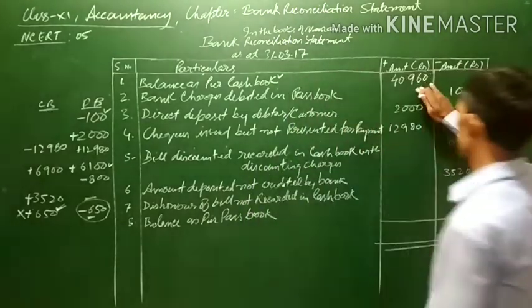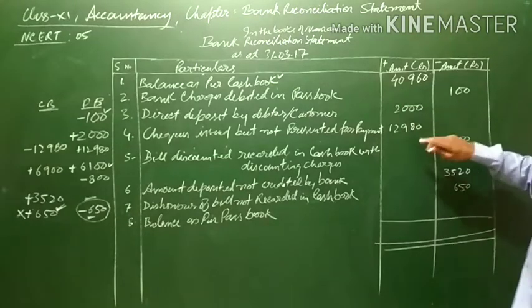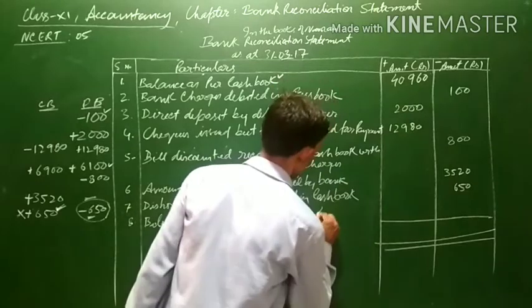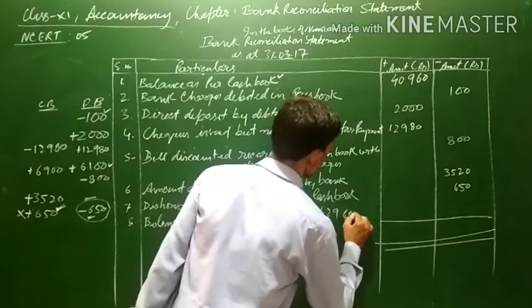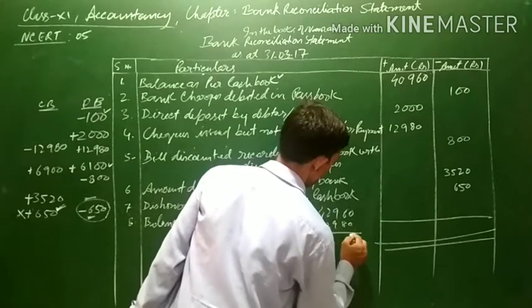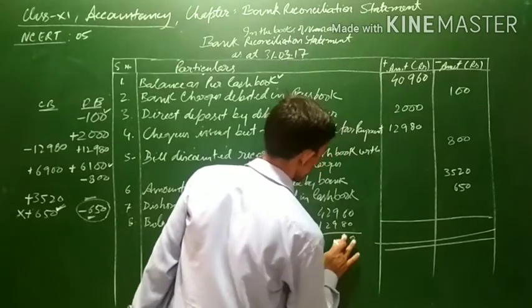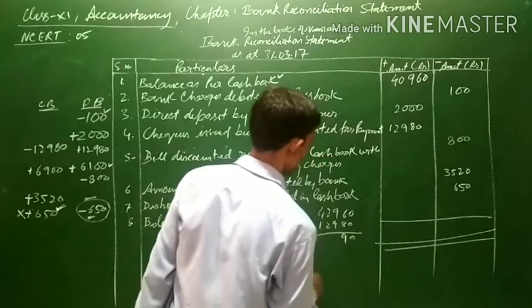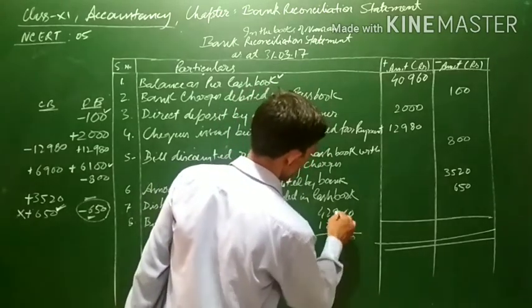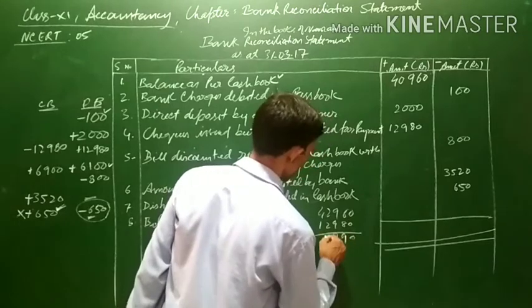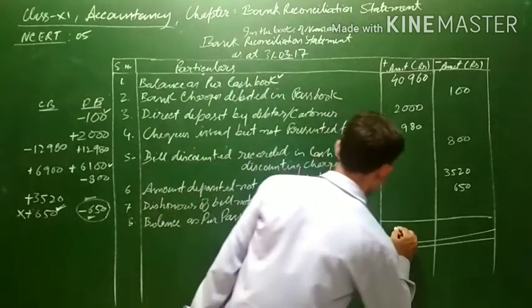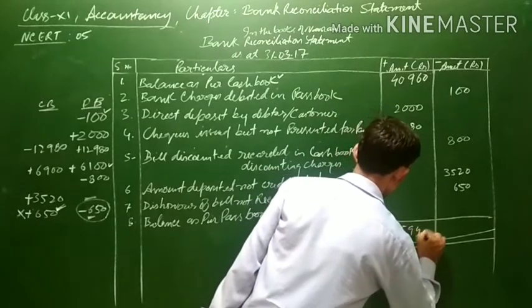Let us find out first of all the plus side. 40,000 plus 42,960 plus 12,980. It comes to 55,940 is the total.